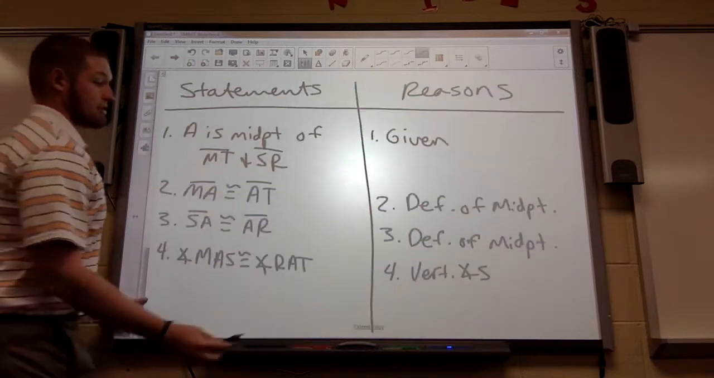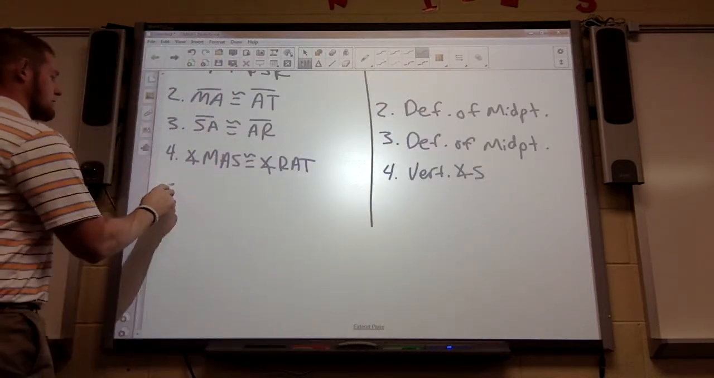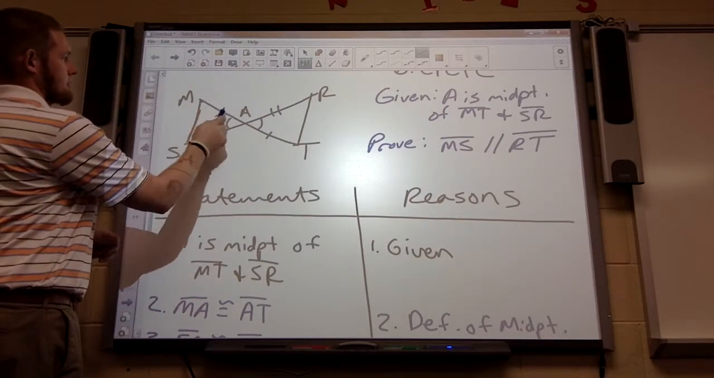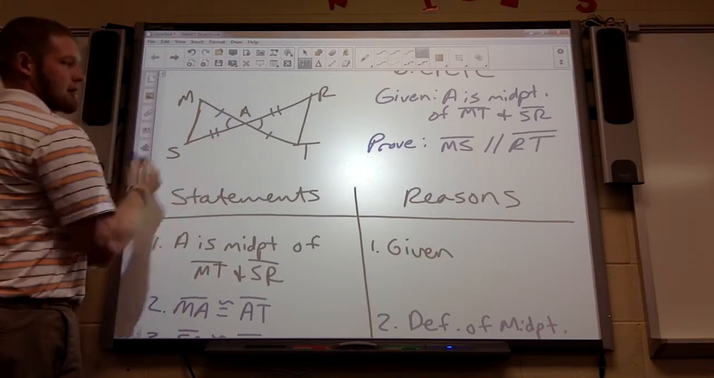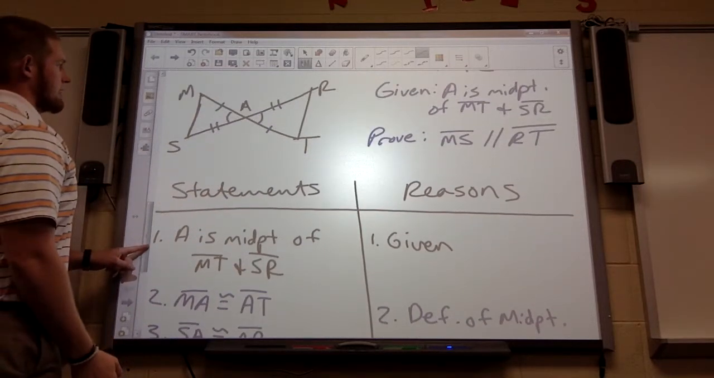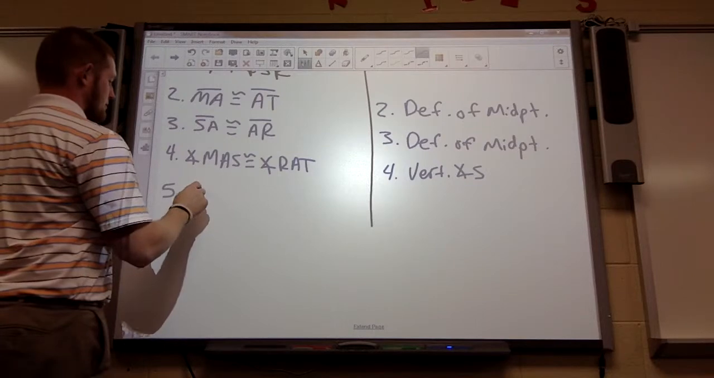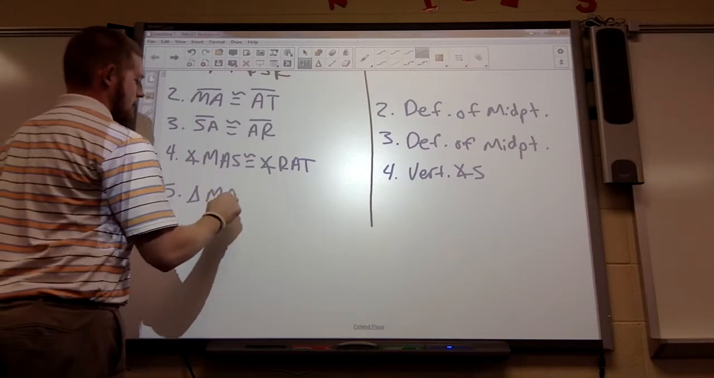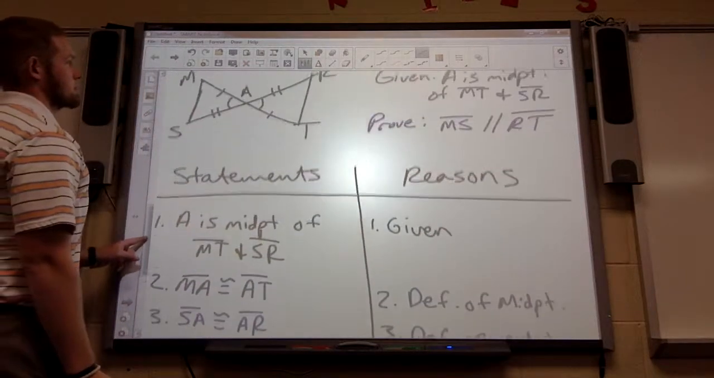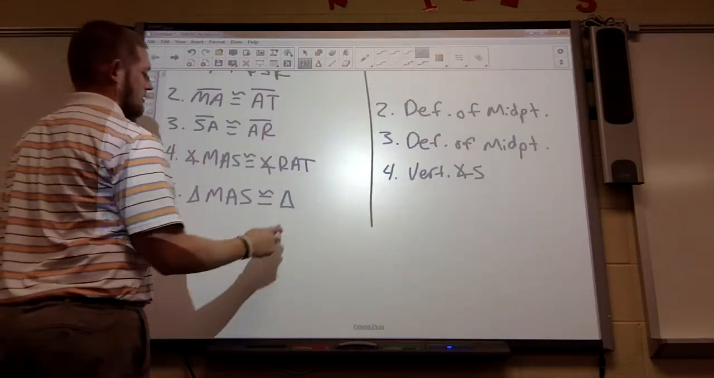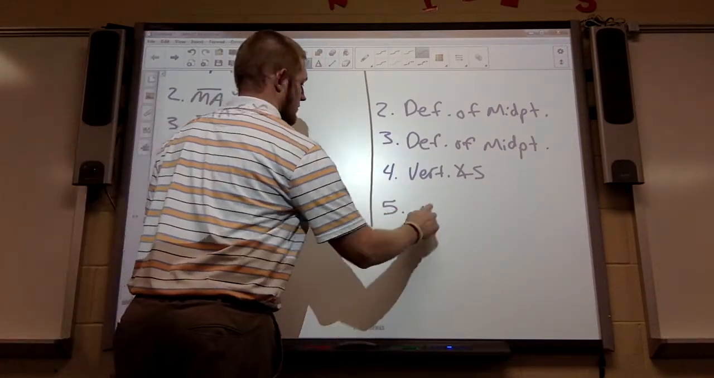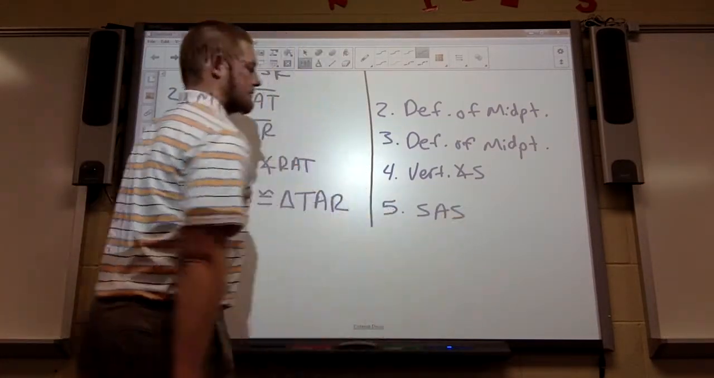Hopefully we all came up with, yes, we can prove that they are congruent. And the reason they are congruent is because we have side, angle, side. So we know that triangle MAS is congruent to triangle TAR. And the reason was side, angle, side.